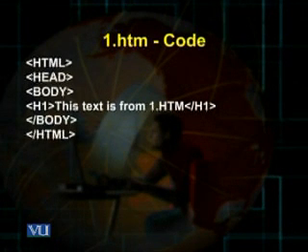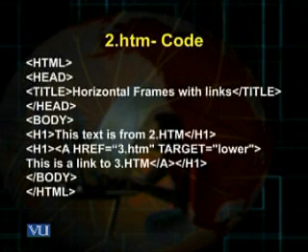Simple. In the body tag, I have used just a heading tag, and I have written, this text is from 1.htm, heading closed, body closed, HTML closed. You can also see the code for the file 2.htm, which consists of just two sentences, the second sentence being a hyperlink. Let's have a look at the code. I start with the body tag, then heading. This text is from 2.htm, heading closed, then another heading, and within that I have used the anchor tag.